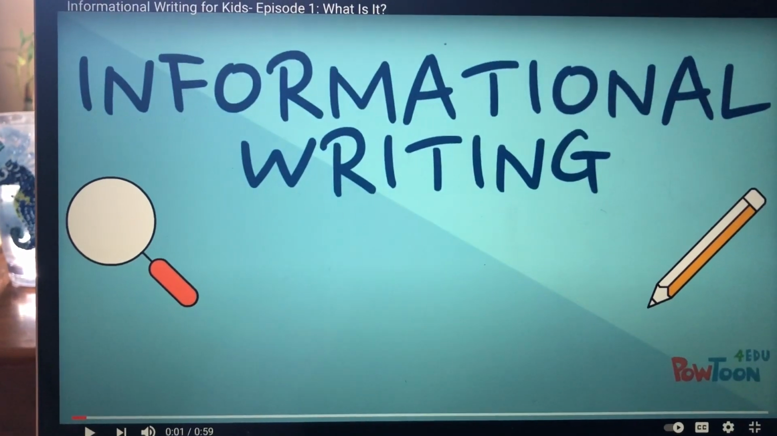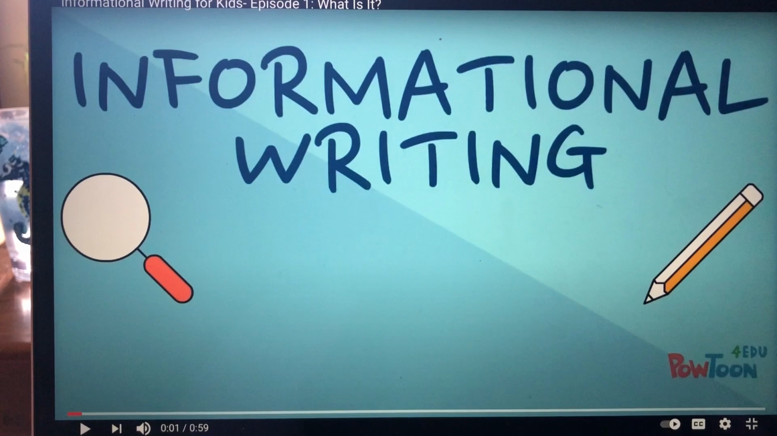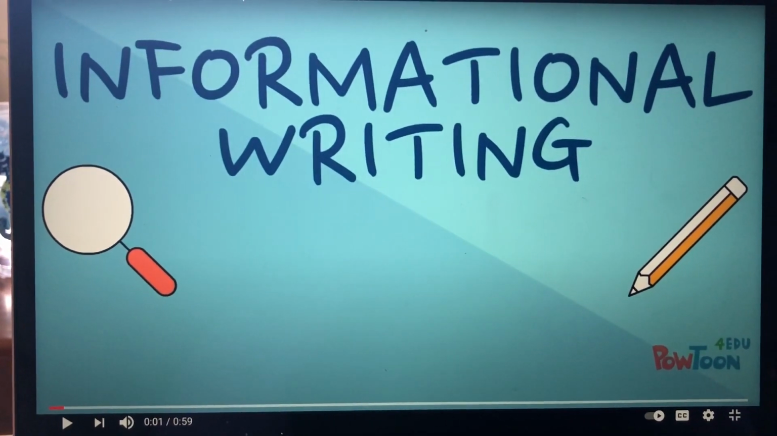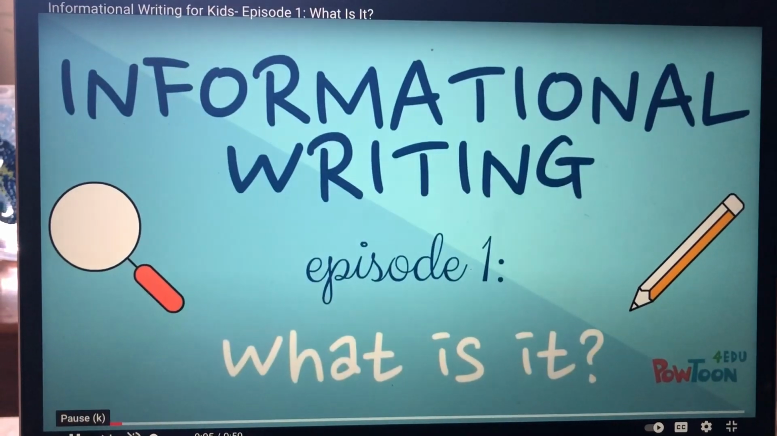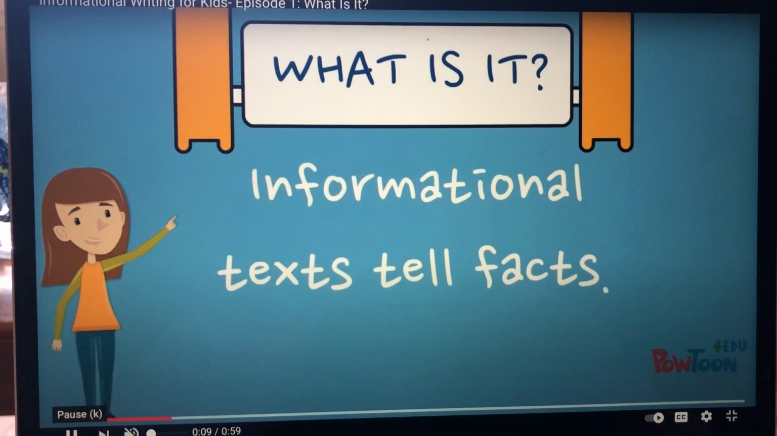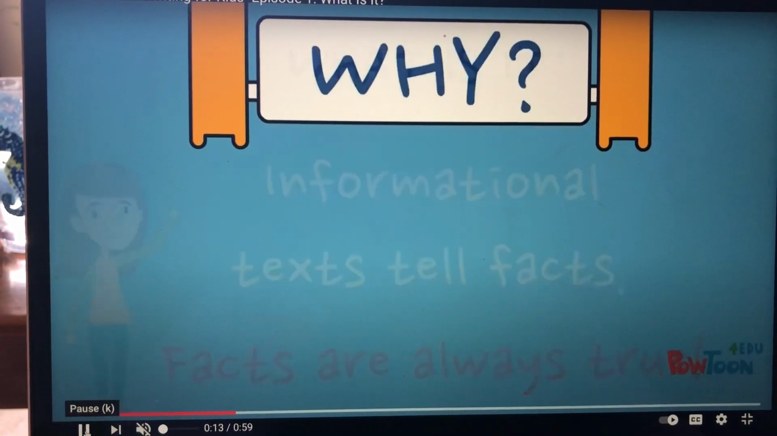All right, P3s, our next writing assignment is going to be on informational texts. Another way to call these are non-chronological reports. All right, so here's where we're going to get started. What are informational texts? Well, they're always true because they have facts in them, and facts are always true.